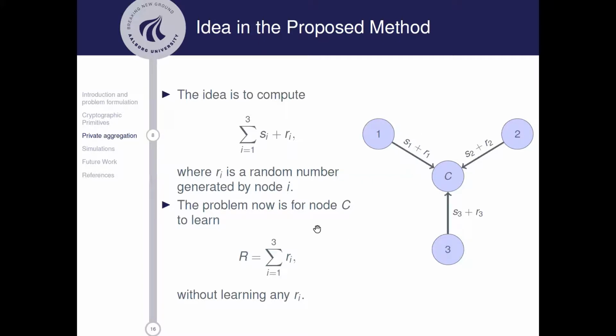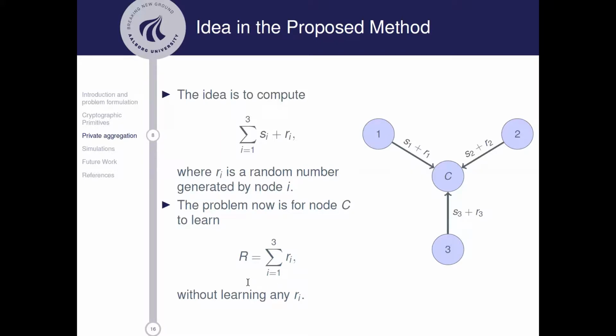So the problem now is for node C to learn this big R value, which is the sum of the little r i's, because then he can subtract big R from the sum up here to learn the correct sum. And down here, we of course want node C to learn big R without learning any of the individual r i's, because in that case, we would again lose privacy. So it's actually the same problem we have.